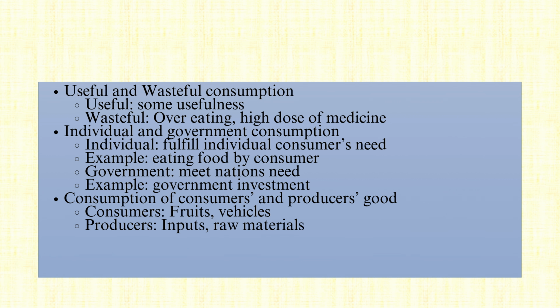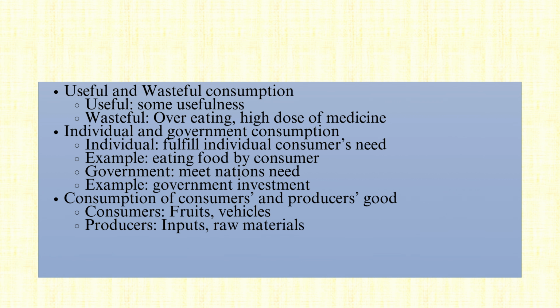It's important to distinguish between the two because useful consumption helps in development, while wasteful consumption leads to resource depletion and can even be harmful. Consumption can also be divided into individual and government consumption. Individual consumption is when people use goods and services to meet their personal needs. For example, when a farmer buys seeds for his farm or when a family buys food for their meals.